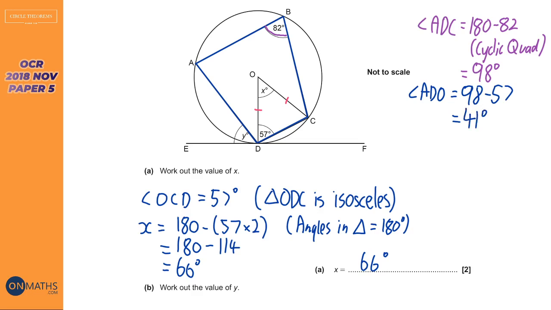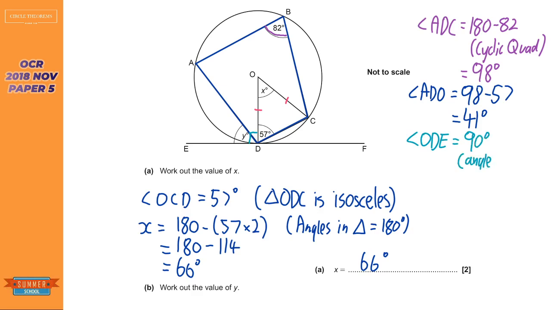Now another circle theorem we know is when we've got a tangent coming from a radius, they will hit each other at 90 degrees. So this is going to be 90 degrees here. In fact, let's choose a different colour. This is going to be 90 degrees here. So angle ODE equals 90 degrees.